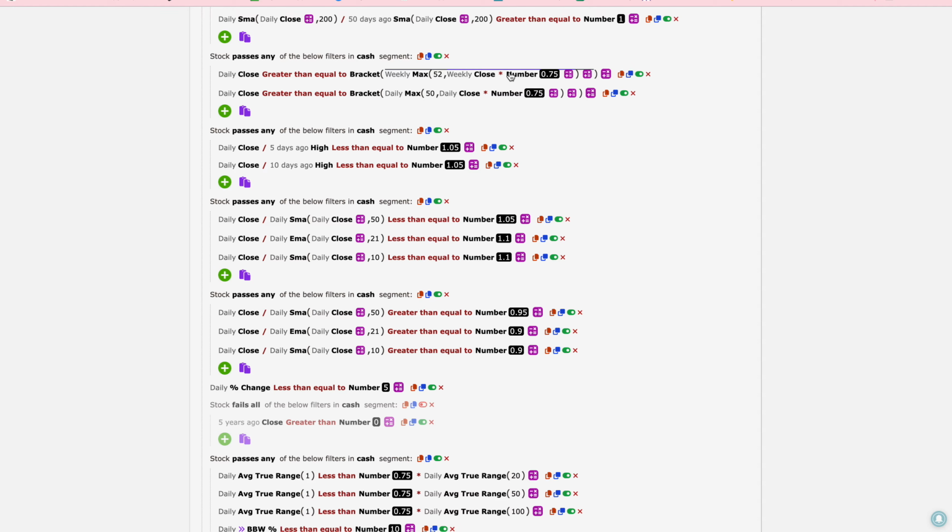This top one basically comes from the famous Minervini trend template, where Minervini will not consider any stock which has gone below 25% from the top. Okay. And this will basically give you only the strongest stocks. The second one is where I eliminate all the stocks which are wedging up.